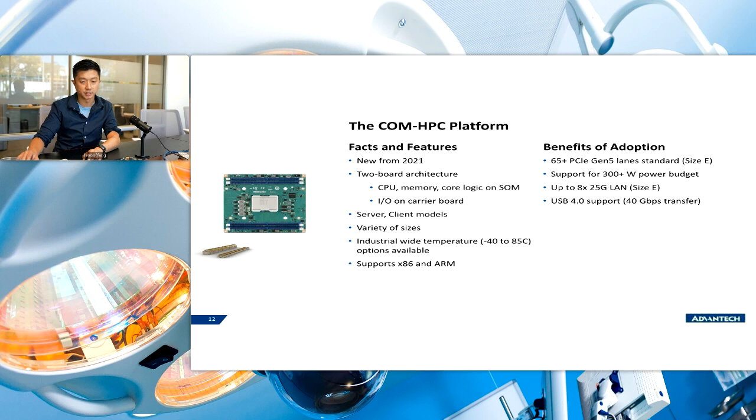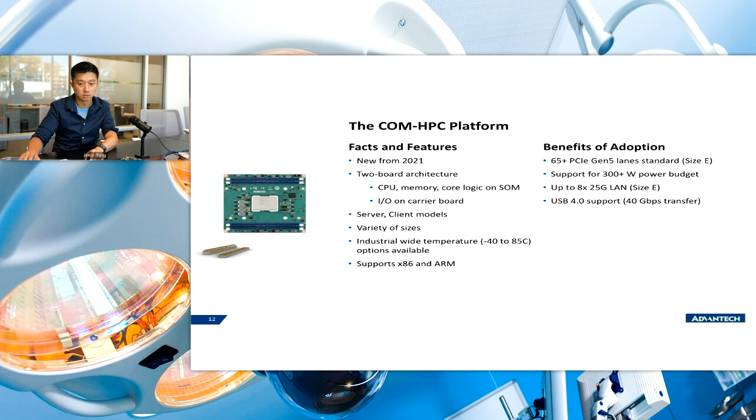In addition, I wanted to highlight that the COM-HPC spec gets you up to 8 LAN ports and USB 4.0, which gives you 40 gigabits per second of transfer. So you can potentially connect high-speed cameras or sensors.